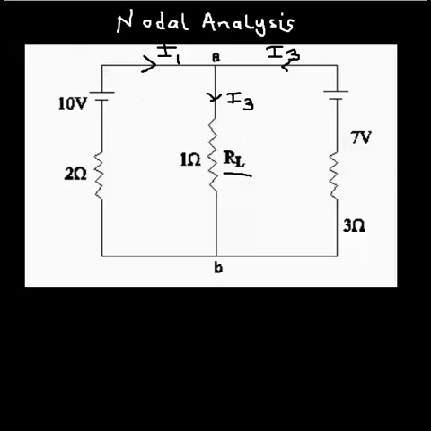So the current equation we are going to apply here is, according to KCL, the current moving away from node A is equal to the currents moving towards it. So I3, which is moving away, is equal to I1 and I2. This is I2, and so I3 is equal to I1 plus I2.